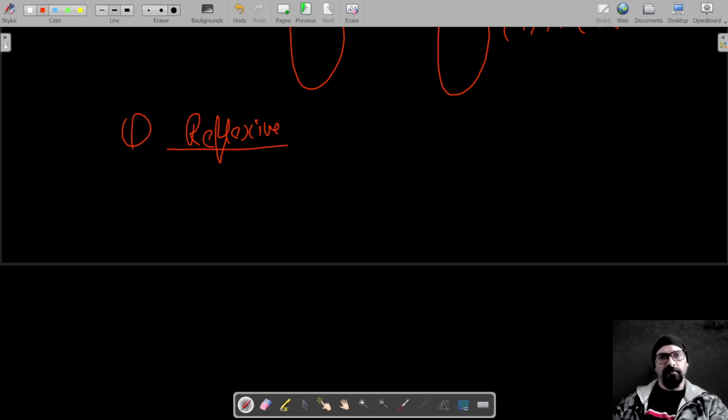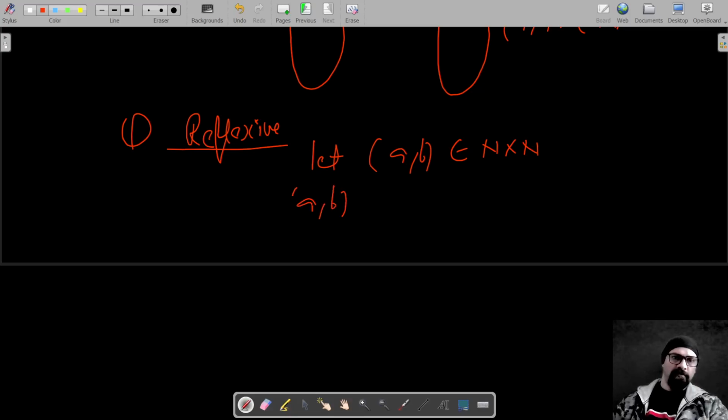Okay. For reflexive, let's consider an ordered pair that belongs to N. So let (a, b) belong to N, where a and b belong to the natural numbers. Now we have to show that it is reflexive, and the relation is reflexive when (a, b) is in relation with the element itself. Okay, so we have to show this.